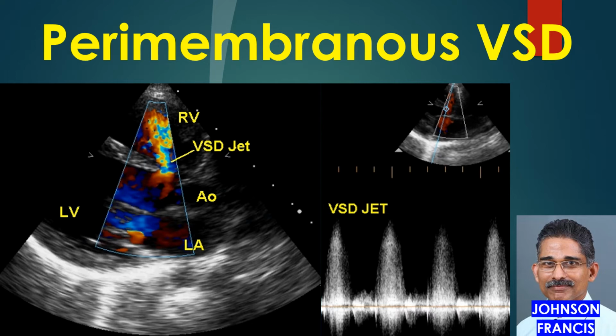Perimembranous ventricular septal defect is the most common variety. Other types are inlet VSD, outlet VSD, and muscular VSD.